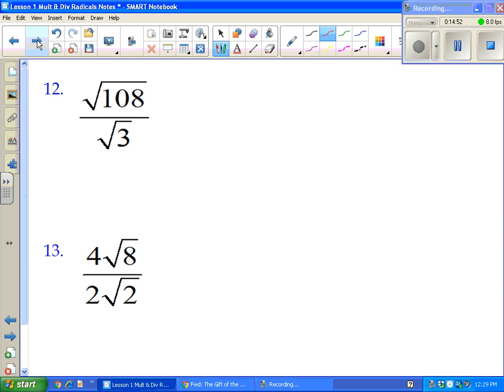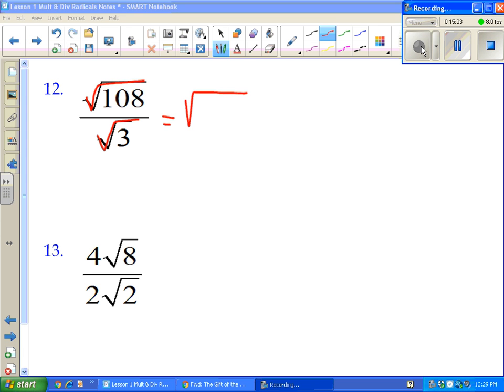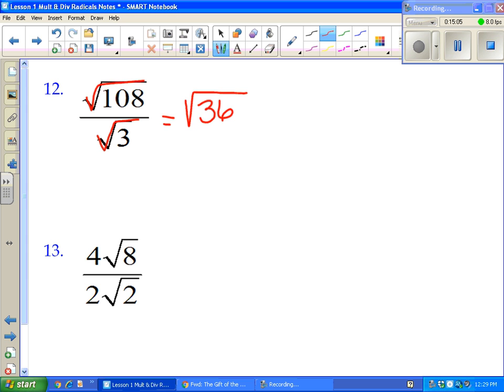Number 12, I'm going to do the same thing here. Square root of 108 inside, divide by square root of 3, I believe is the square root of 36, and the square root of 36 actually works out to be a perfect square. It's a 6. Be cautious.